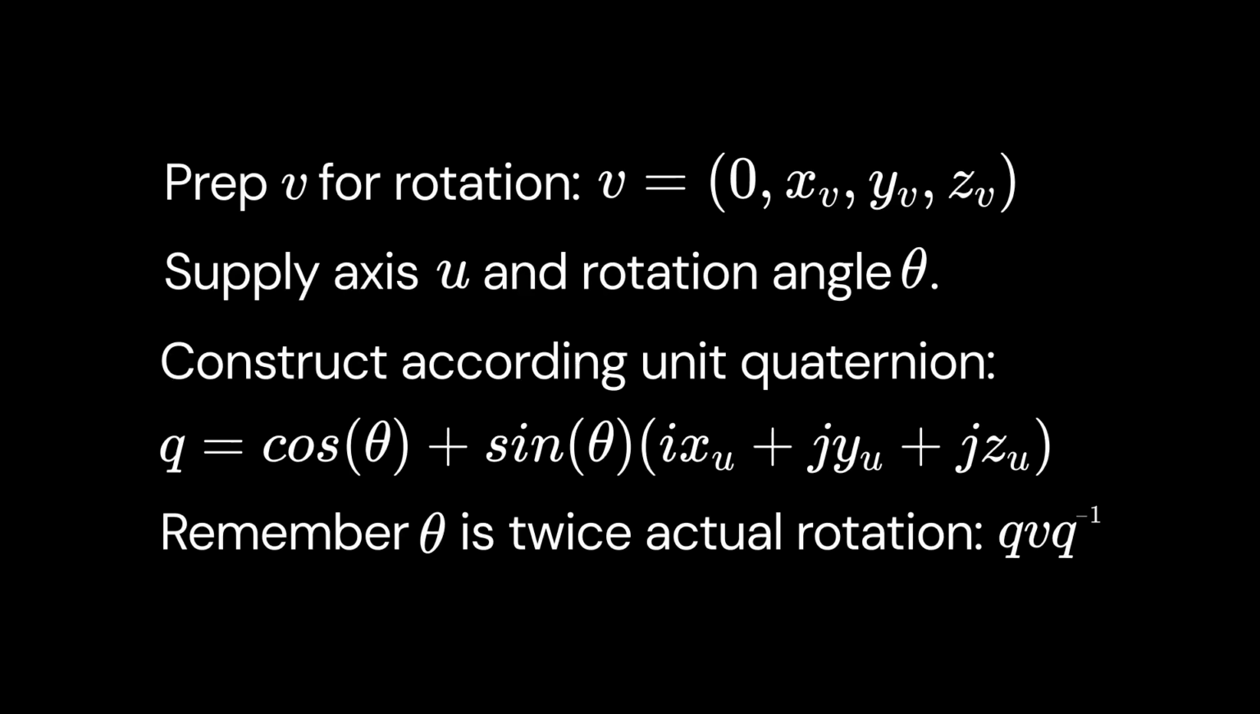For those curious, you do this by storing our vector v with real part 0, then constructing a unit quaternion using a unit vector u and an angle theta. Keep in mind that theta is actually twice your intended rotation angle, since you're applying q front and back, which means you're effectively applying the rotation twice. Once we have our orientation stored in this way, we can start doing some really cool tricks with it.